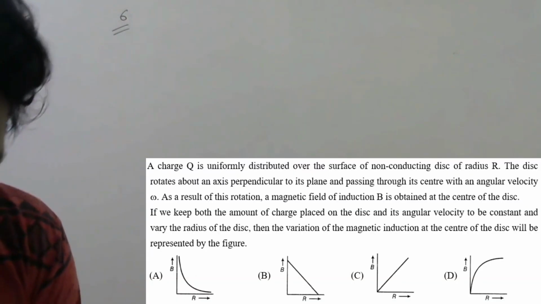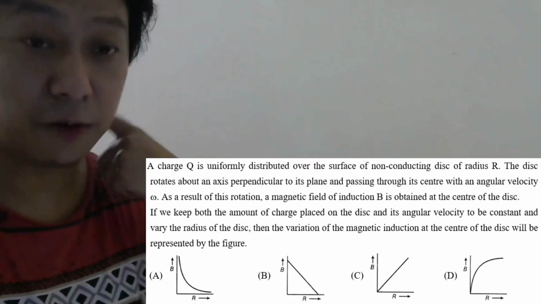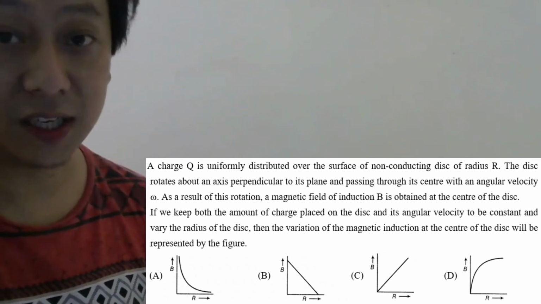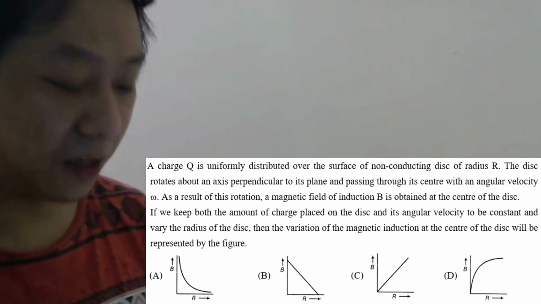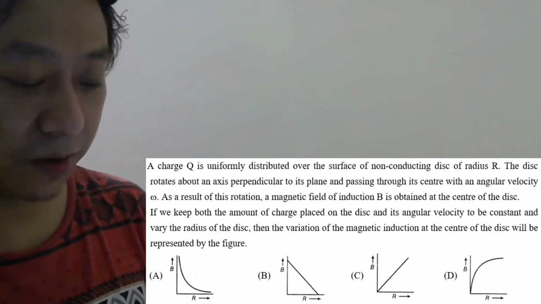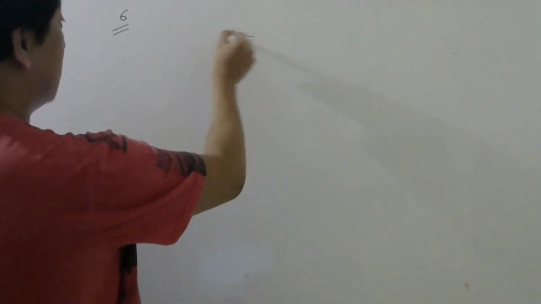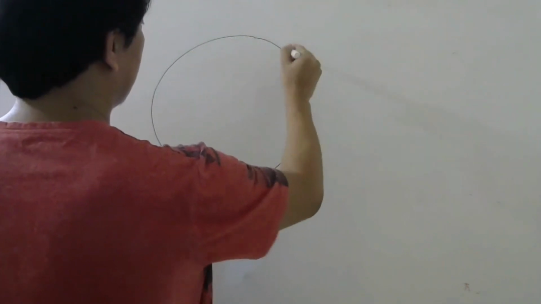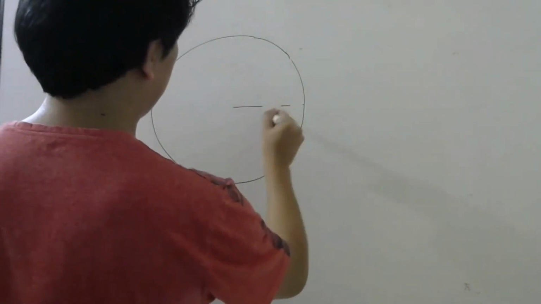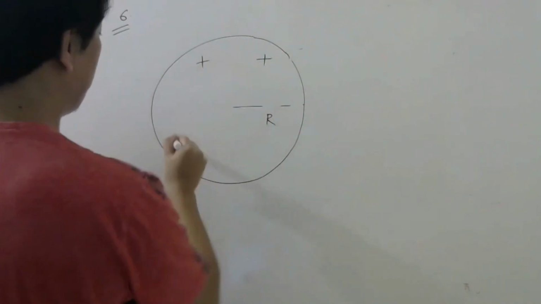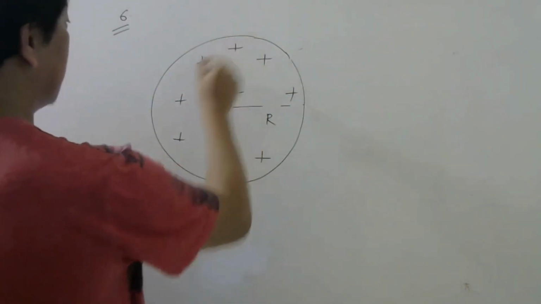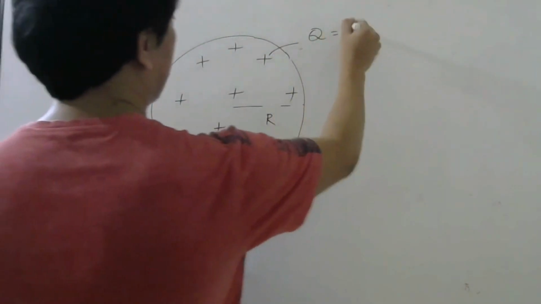Question number 6, you see. A charge capital Q is uniformly distributed over the surface of a non-conducting disk, so that the charge stays there only. Non-conducting disk of radius capital R. So this is radius capital R, from 0 to here is capital R, and it has charge uniformly distributed everywhere. Total charge is capital Q.